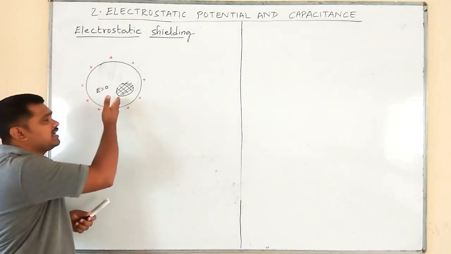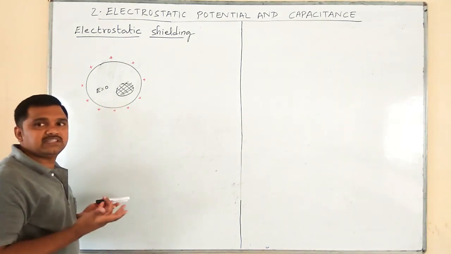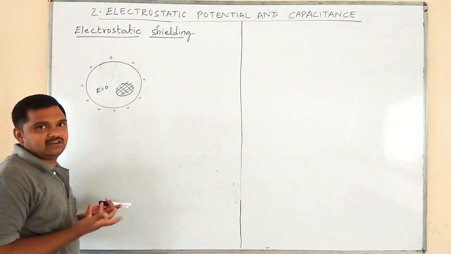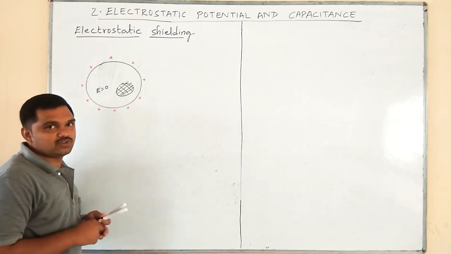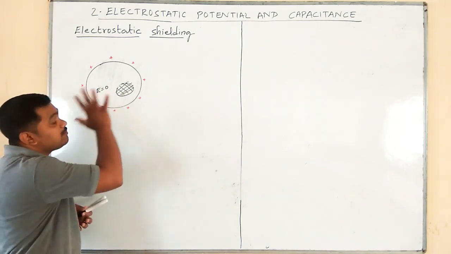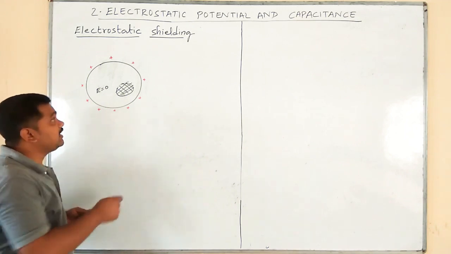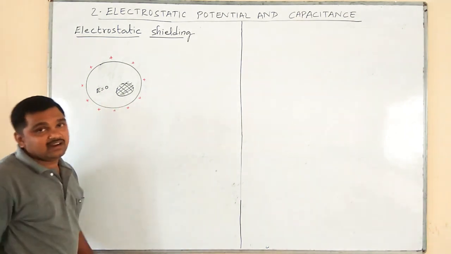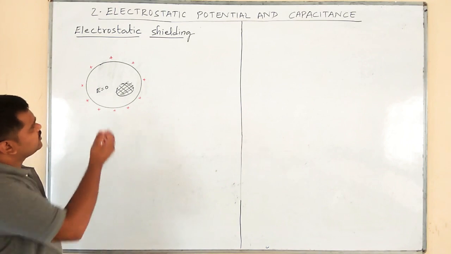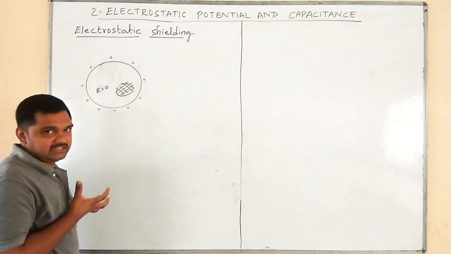So here you can place a few delicate instruments like galvanometer, ammeter, voltmeter and so on. So there will be no effect of external electric field on those particular devices. So this is the simple technique of protecting them.